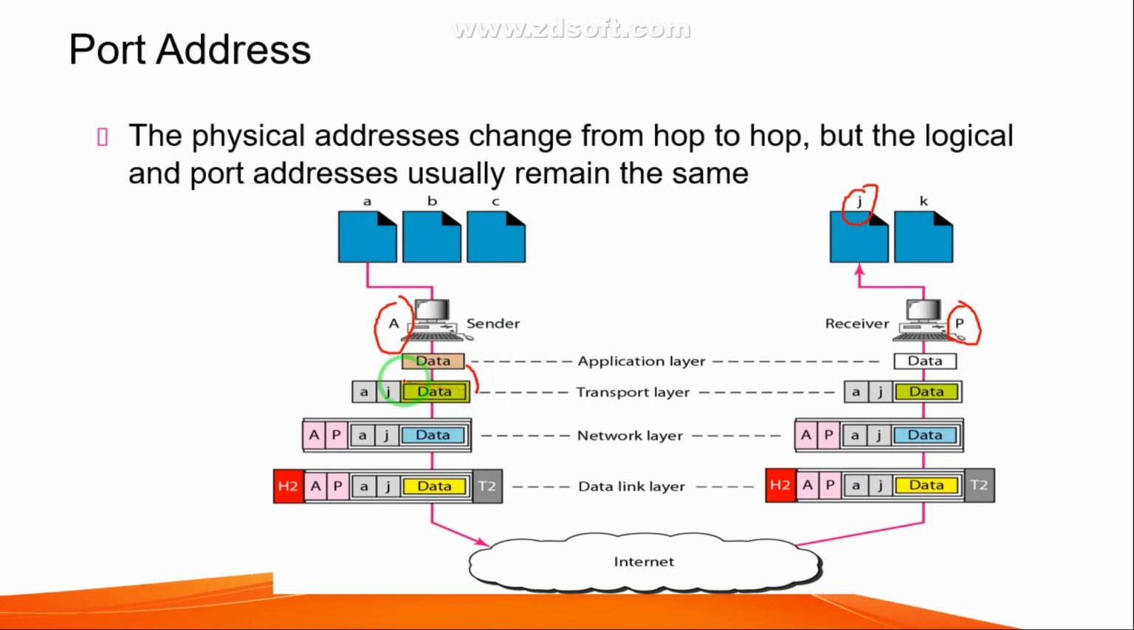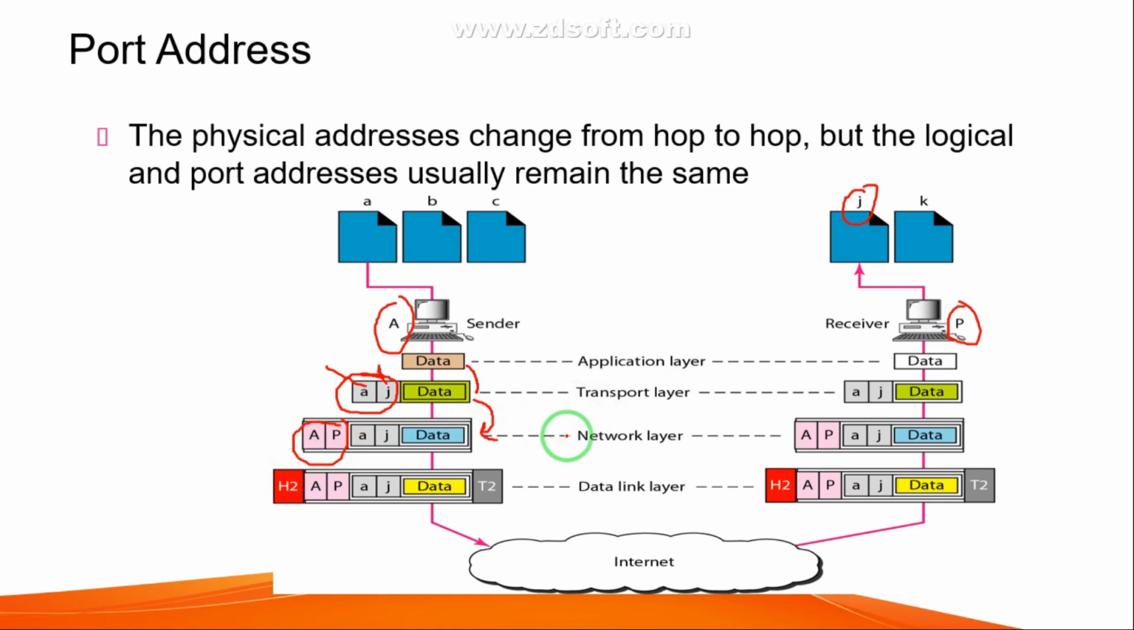Now this transport layer is going to add the port addresses A and J. A is the source port address, and J is the destination port address. Now from the transport layer, it goes to the network layer. The network layer does the encapsulation with A and P, because P is the IP address of the destination, and A is the IP address of the source.